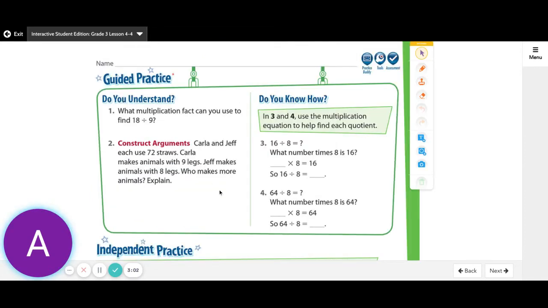Number 1, what multiplication fact can you use to find 18 divided by 9? So I'm thinking 9 times what is 18? I know 9 times 2 is 18, so I know 18 divided by 2 is 9.